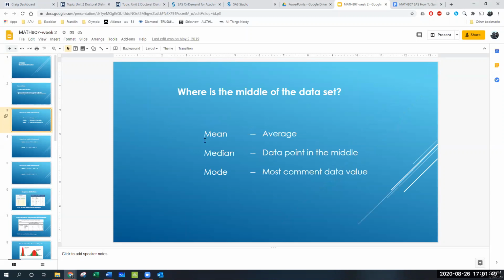I think we all know what the mean is. We all know what the median is. We all know what the mode is, right? These are three different measures of center. The mean is the average that we're used to. The median is just the middle number.